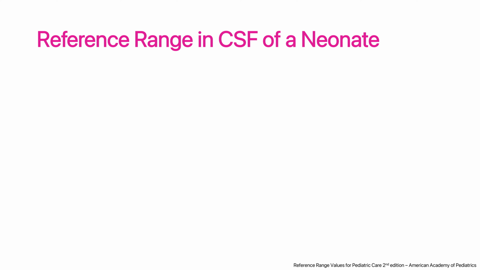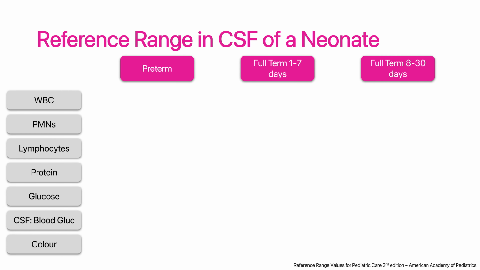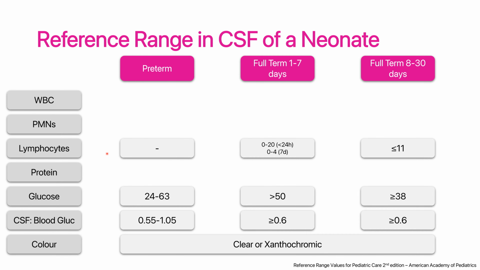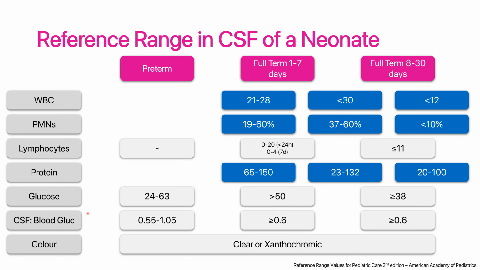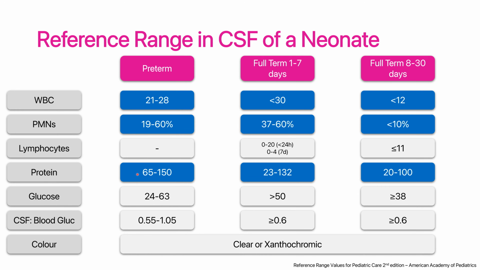So what is the normal range or reference range in a neonate? There can be various parameters, reference range of lymphocytes, glucose, etc. But as we just learned, we need to consider only these three things, that is WBC count, second is presence of polymorphs, third is protein. Only these three things we have to consider. These are the normal values. If any time this normal value is exceeded, then we have to consider the possibility of a neonatal sepsis, especially meningitis.